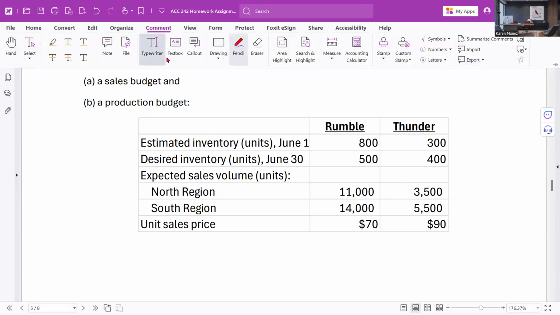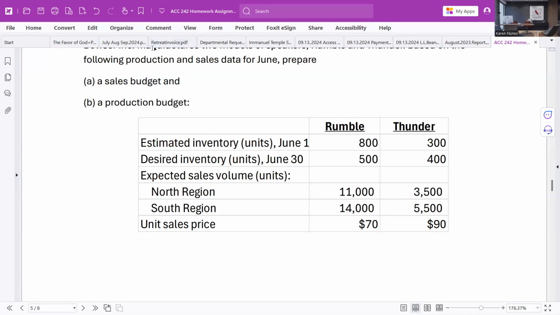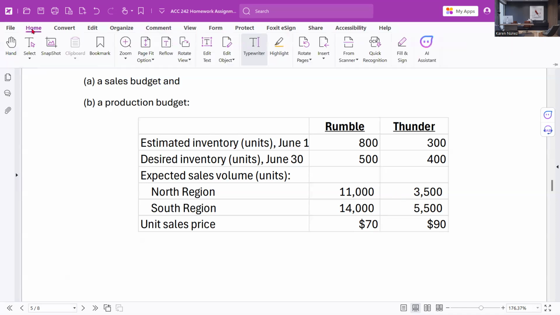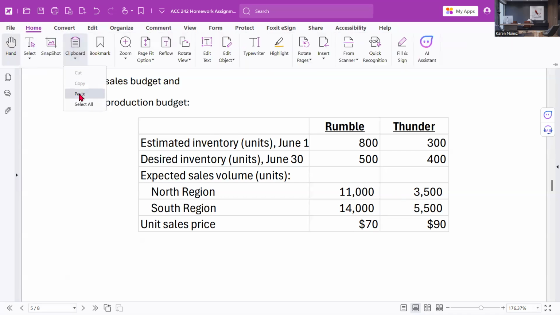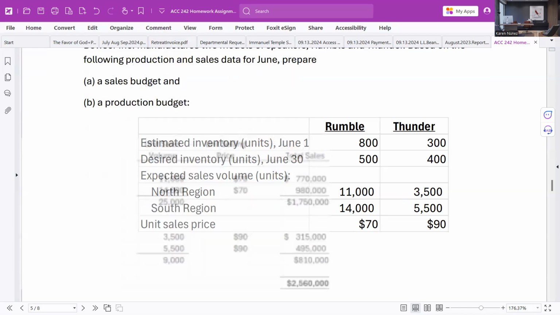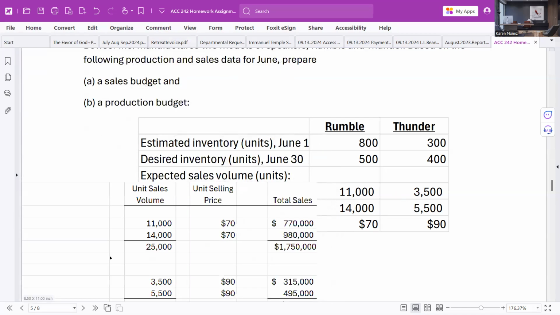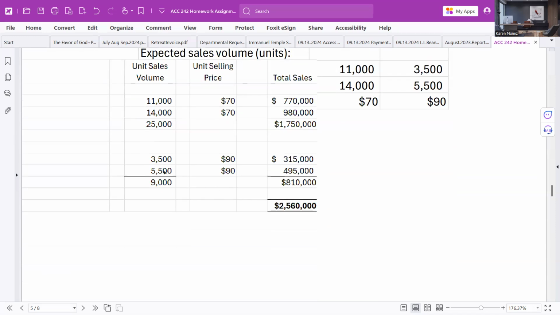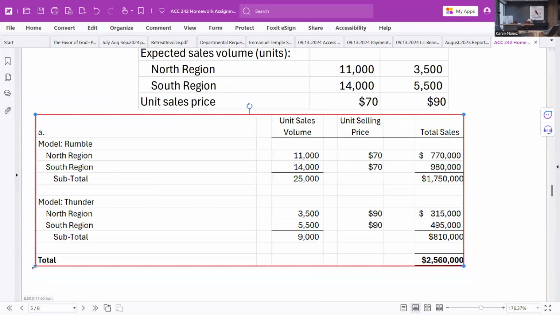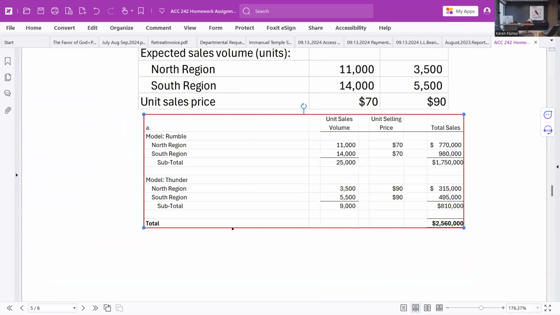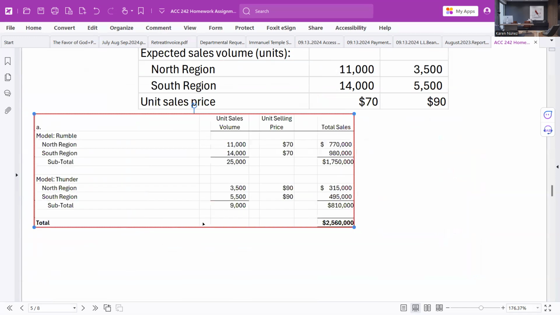So let me see if I can squeeze in everything we need here. Hopefully I can. Let me see if I can shrink this down a little bit because I'm going to need some room to get everything in here.